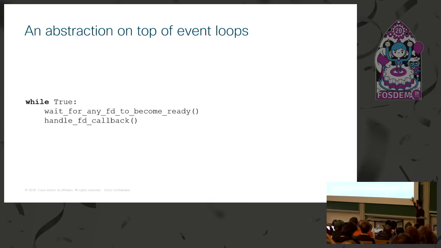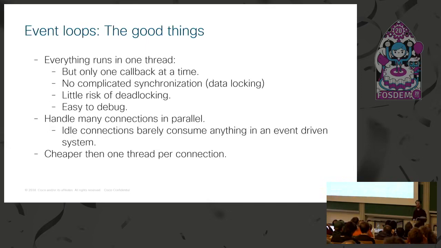So if you keep this in mind, then you see that we only run one callback at a time, right? And that's really the advantage of event loops. These callbacks won't interfere with each other. So we run everything in one thread, one callback at a time. As I've said, there is no complicated synchronization like data locking and so on. It's also pretty easy to debug, because if you put a break statement in your code, your whole event loop will freeze and you can inspect the state of all coroutines.